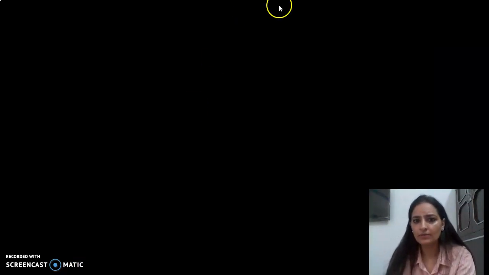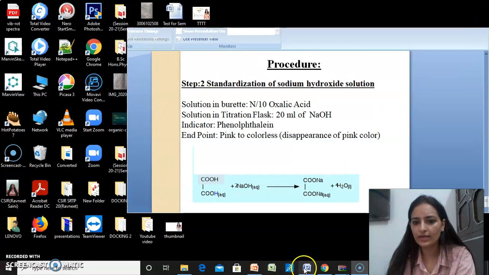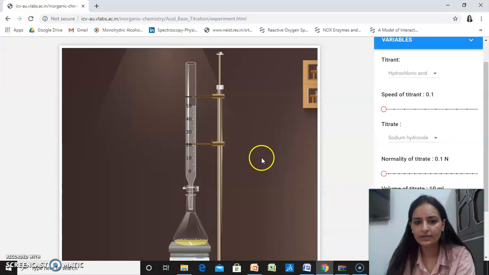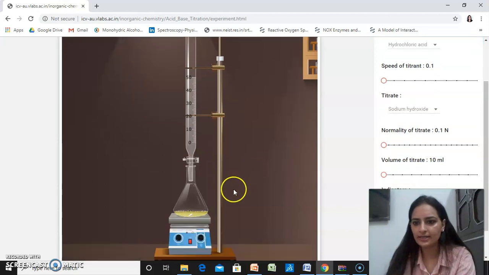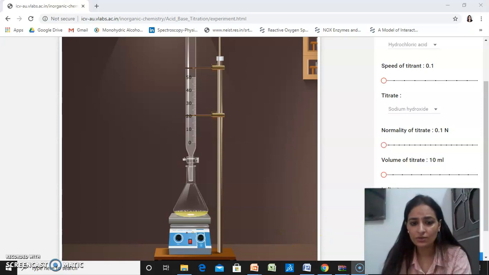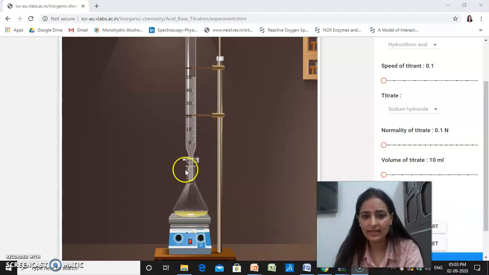So now I'm going to show you how we are carrying out this titration. Here is the setup. This is the burette, and this is the titration flask, in which there is a magnetic bead. The magnetic bead will help in constant stirring. Manual shaking is not possible, but we can't stop learning these practicals, so here I am using the magnetic bead.